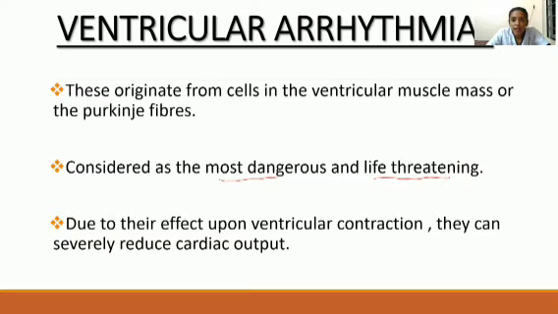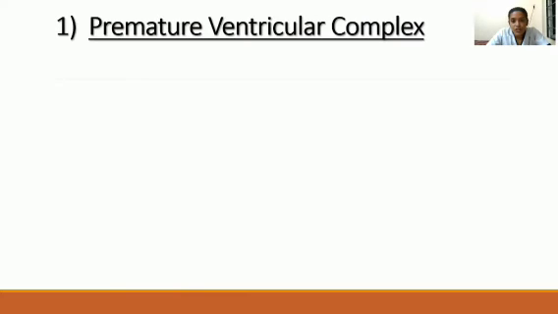And if cardiac output is reduced, what will be there? Obviously, the patient won't be getting enough oxygenation, and that can lead to different problems. Then premature ventricular complex is the first ventricular arrhythmia we are going to discuss.